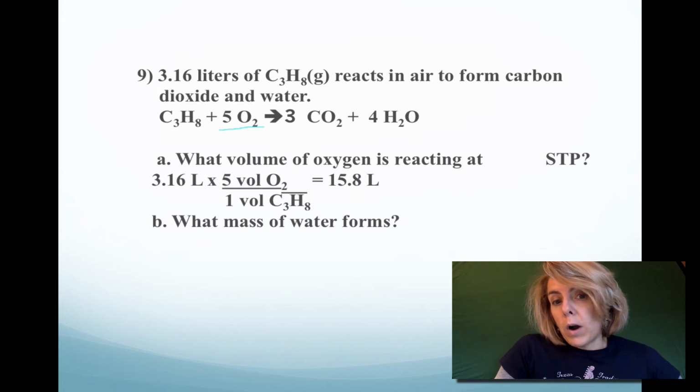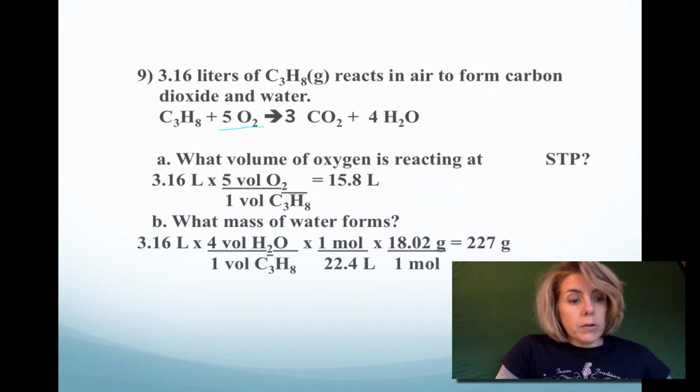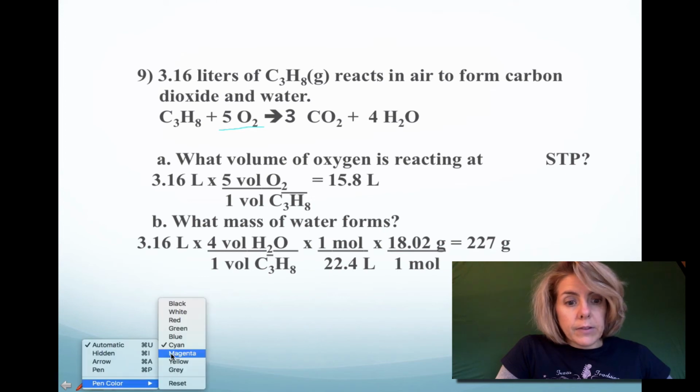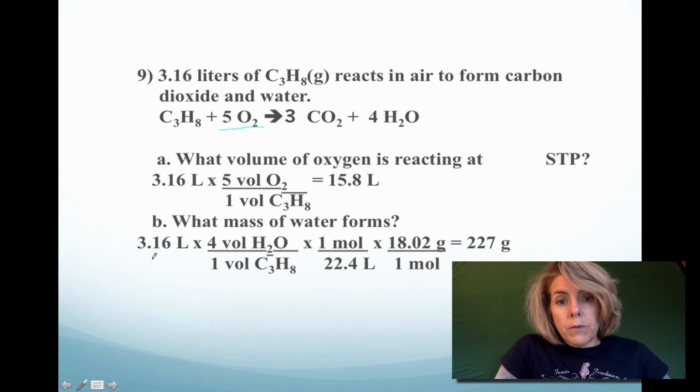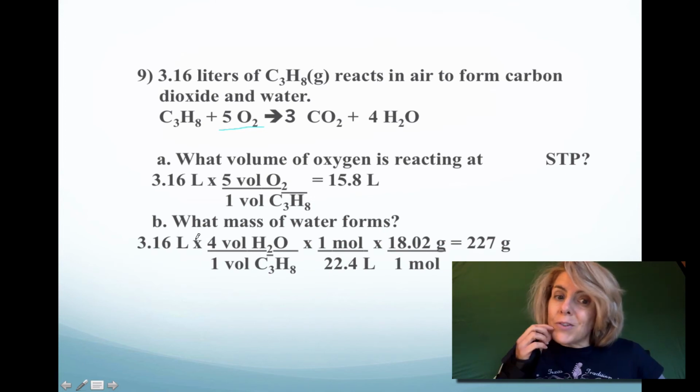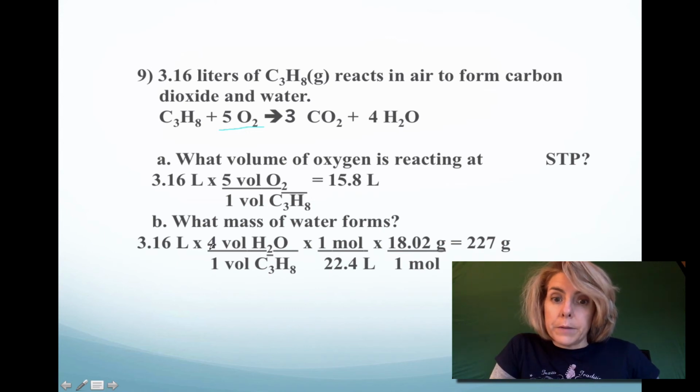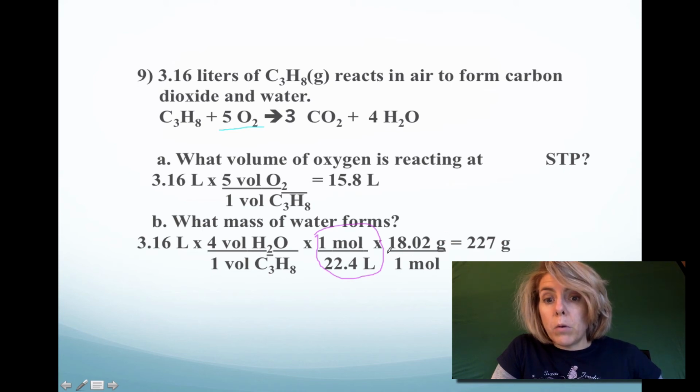Now they want to know the mass of water. Once again, we have to bring out our constant that I told you about. So here is the volume of propane, and we're essentially converting it to grams of water, and we are using this constant. For every mole, it's equal to 22.4 liters, and that will cancel out liters, so that we're left with moles. And moles cancel out once we multiply it by the molar mass of water. So it ends up to be 227 grams of water.